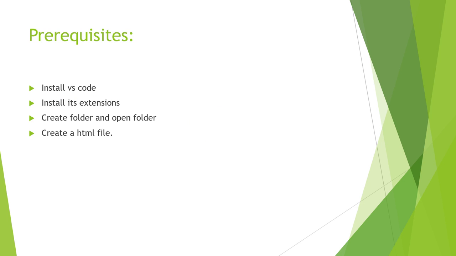Prerequisites for this video are: install VS Code. VS Code is the code editor that I use because it is better than many other code editors, and it comes with many extensions. Use those extensions by installing them, create a new folder specific for VS Code, and open that folder in VS Code. Finally, create an HTML file. All these things you can do by watching YouTube videos, it is very easy to do.